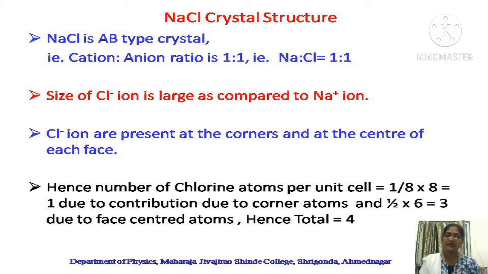I have also explained that the chlorine ions occupy the face centered positions. We know that a face centered position is shared by 2 unit cells. It means that its contribution to the present unit cell comes out as half, and there are a total of 6 such face centered ions present. Therefore, the contribution due to face-centered chlorine ions comes out as half into 6, which is equal to 3. It means that the contribution due to the corner atoms is 1 plus the contribution due to the face-centered atoms, which is 3. Therefore, we can conclude that in the case of the NaCl crystal structure, there are 4 chlorine ions present.